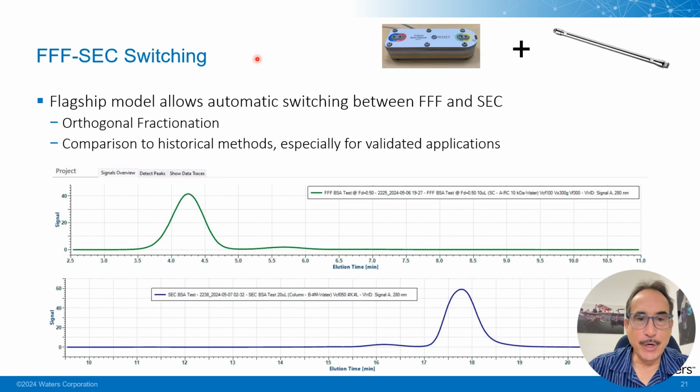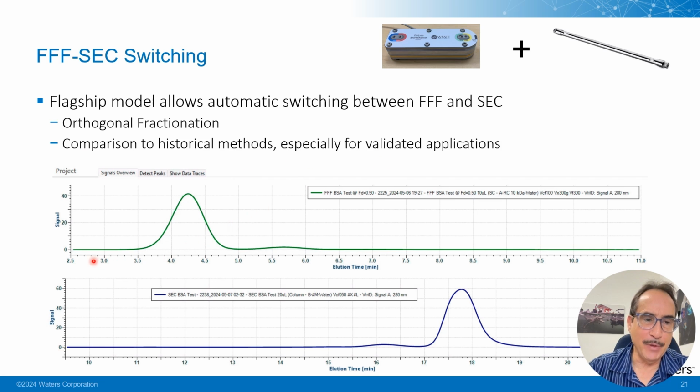So as I mentioned earlier, there's a strong overlap between both FFF and SEC for molecules that are below about 50 nanometers. So it raises the question of why don't you just do both? And indeed, our flagship instrument does both and allows you to make one run with the FFF and then isolate the pressure component so that the next run can be run at a high pressure SEC elution. And this allows this instrument to do both orthogonal fractionations. You can do both FFF and SEC of the same sample, and that maintains the ability to compare to historical methods, especially for validated applications.